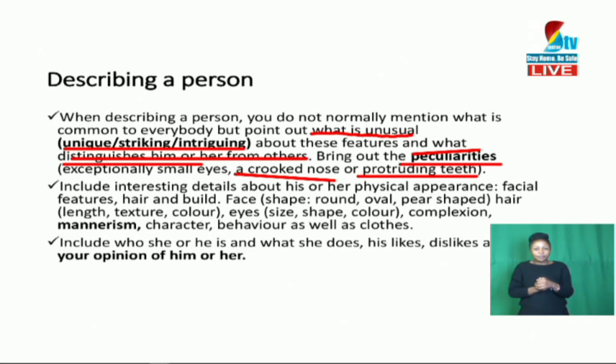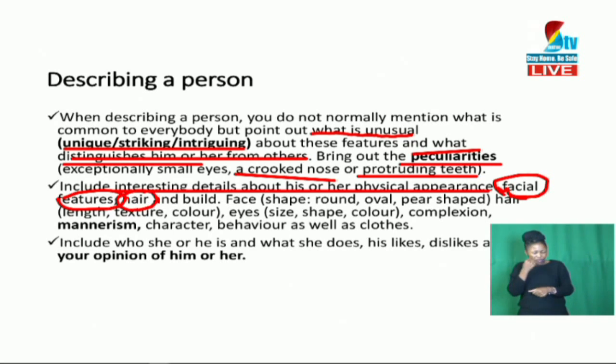Dear learner, make sure that you also include interesting details about his or her physical appearance. Physical appearance refers to facial features, which are key. It takes into consideration the hair and the build of the person. Talk about the face. You don't just say the person has a face, but take into consideration the shape of the face. Is it round? Is it oval? Is it pear shape? These are the strong adjectives that I touched on earlier on.